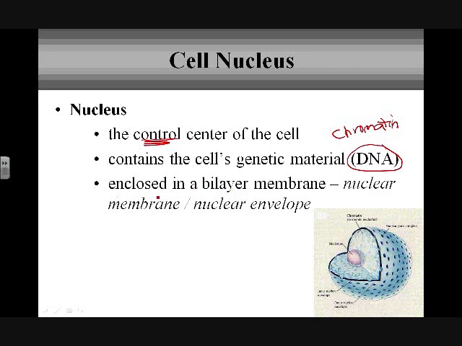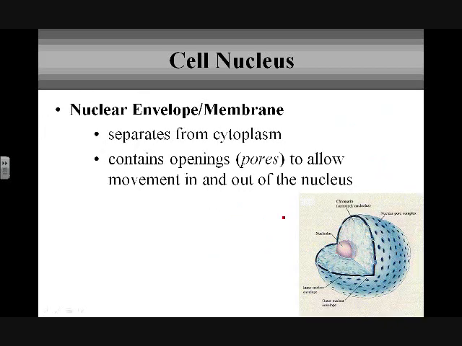And we should know again that the nucleus is enclosed with another bilayer membrane, the nuclear membrane or the nuclear envelope, and that nuclear envelope contains pores, and those pores are how materials move between the cytoplasm and the interior of the nucleus. So, like I said, the nuclear envelope or the nuclear membrane is separating cytoplasm from the nucleoplasm.